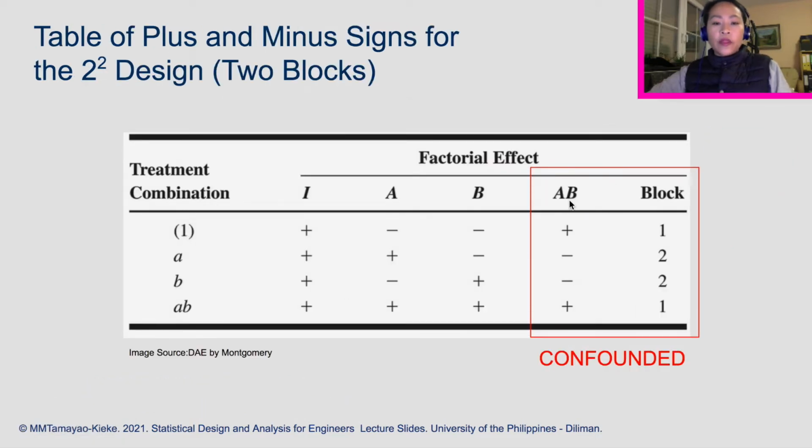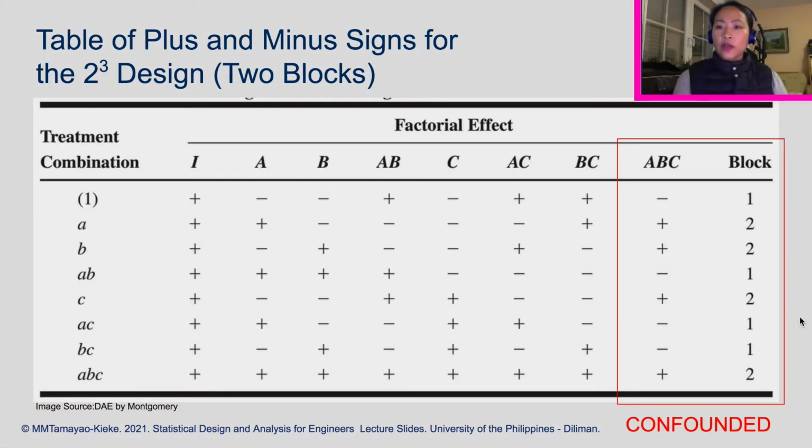And then if you look at the plus and minus table for factor A, B, and the interaction AB, you would see that the plus signs under AB fall under one block, which is block 1, and the minus signs fall under the other block, which is block 2. And as I mentioned earlier, AB is actually confounded with the blocks.